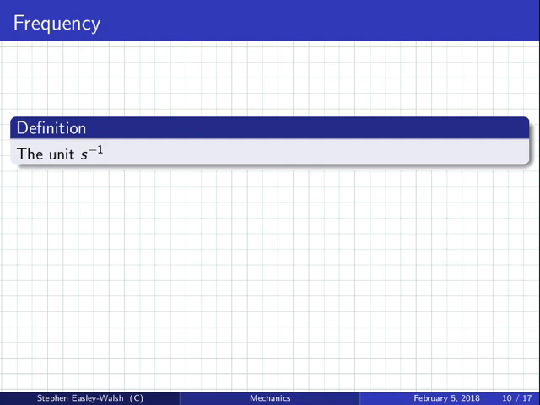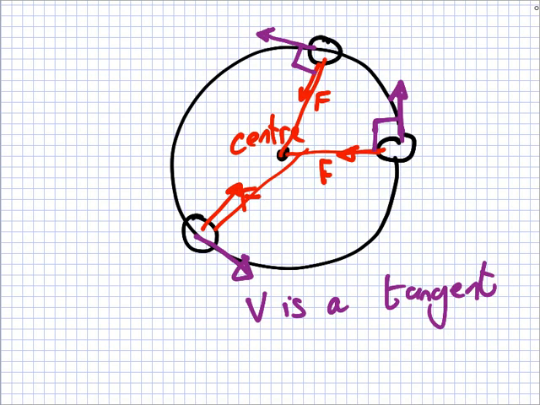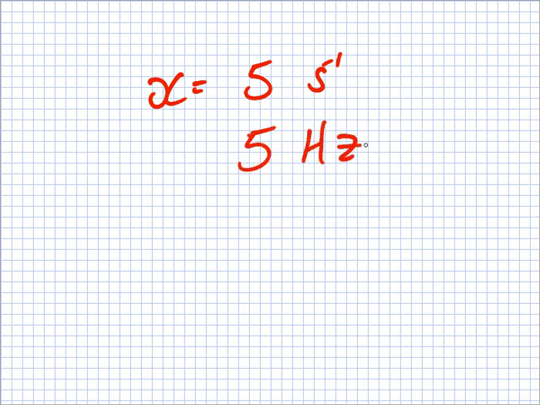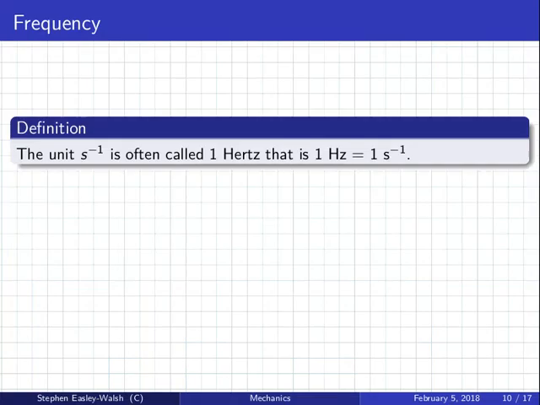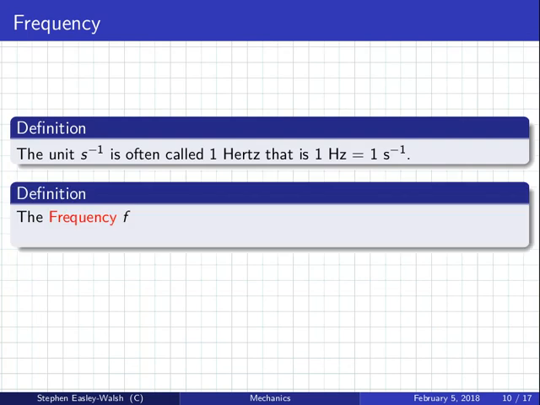The unit s minus 1 is often called a hertz. 1 hertz is called 1 per second. So if you had something like x equals 5 per second, you can call that 5 hertz. So the per second is also called hertz. Now, why do we have this unit? The reason is because of this thing we call frequency. Now, what does frequency mean? You should know this word from English. What do we mean when we say frequency?